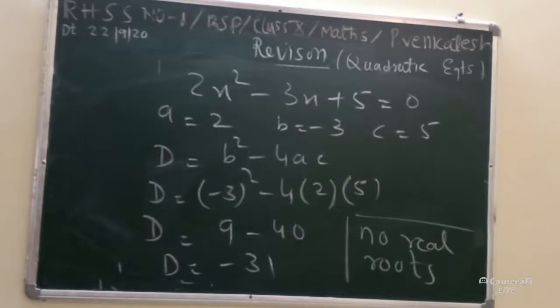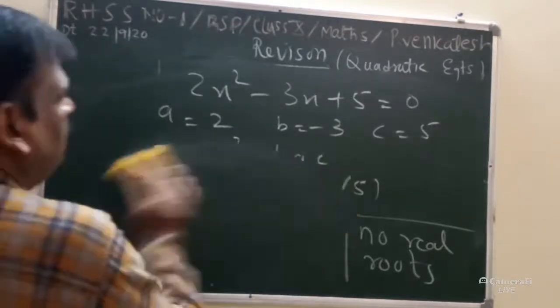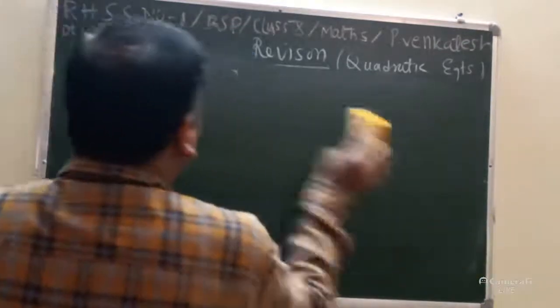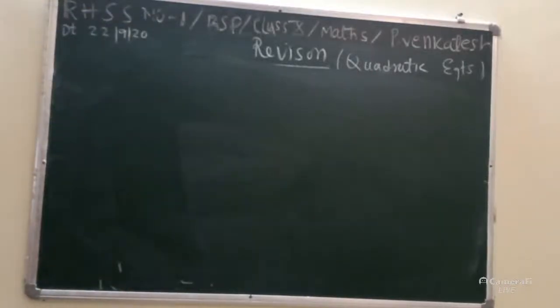Now, one more question: find the value of a or b or x, whatever may be, when the quadratic equation will have equal roots. When it will have equal roots. Equal roots means the quadratic equation will have equal roots if the value of D is equal to 0. Just we will see one question.